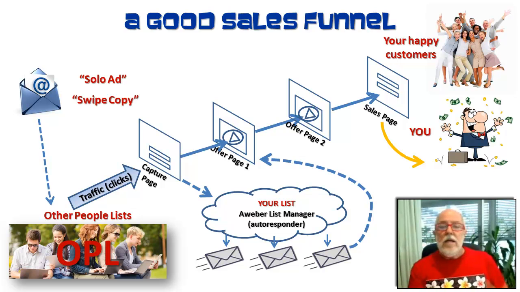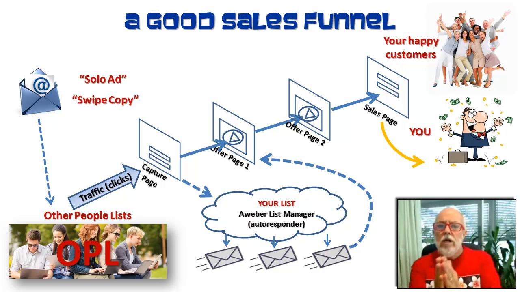Now you'll hear the term swipe copy. Swipe copy is referring to the text that's in the email, because you've swiped it off someone else. I think that's where it came from, because you can go and pinch someone else's solo ad, someone else's swipe copy, and it's called swipe copy. So it's often just called a swipe. What you'll swipe is the text that goes inside the email that will be broadcast out to the list by the list owner on your behalf.